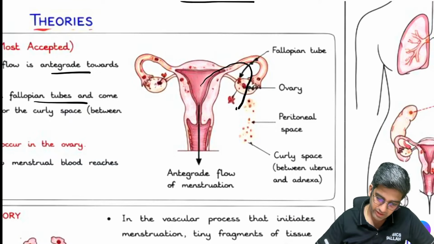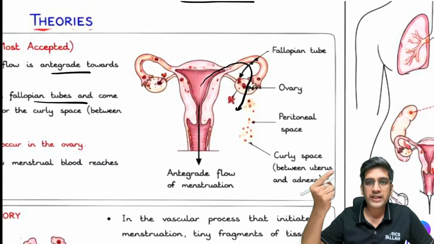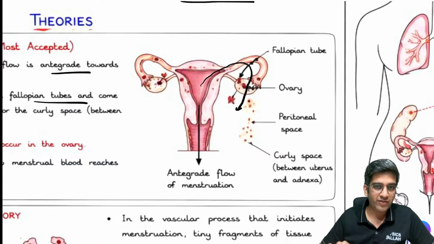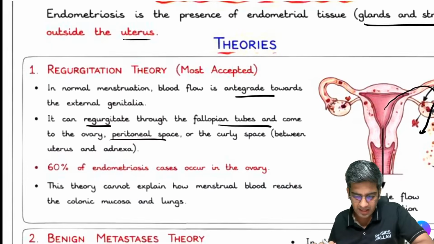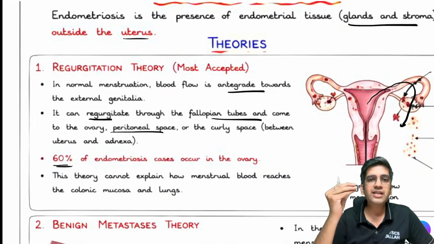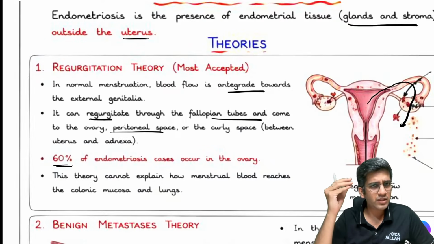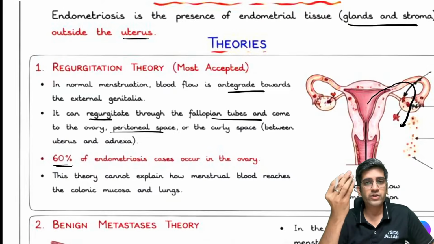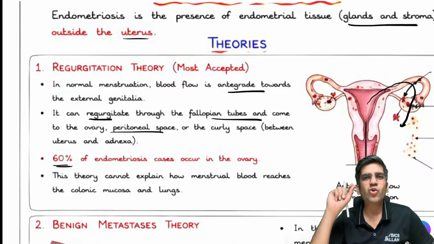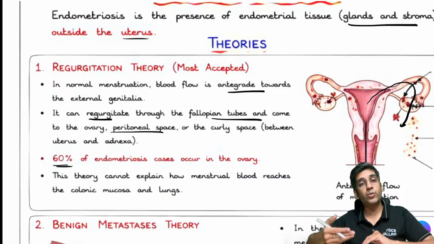It just regurgitates. So it can be in the tubes, it can be in the ovary, it can be in the peritoneal space, it can be in the cul-de-sac, in every place, right? Perfect. 60% of the endometriosis which happens in the ovary can be easily explained by this. Tubes, common place. These are common places. But will it be possible for me to explain endometriosis in the lung with this theory? No, I can't. Endometriosis in the colon? No, I can't. So that's why there's a requirement for other theories.